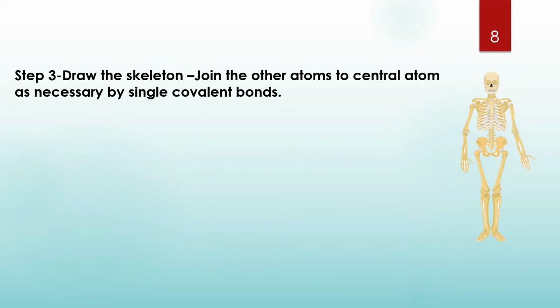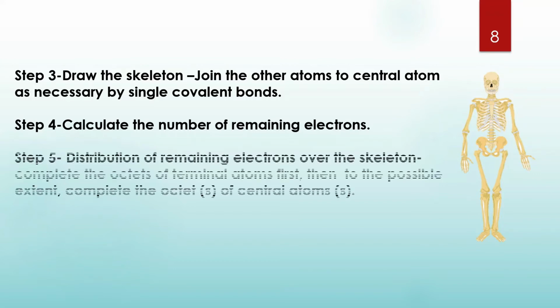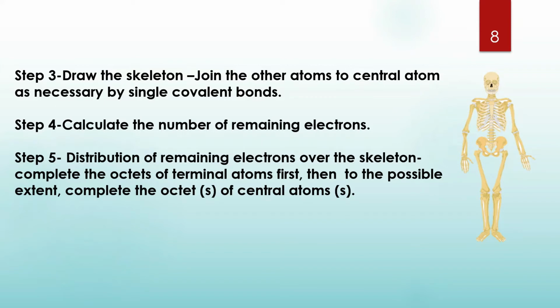Step 3. Join the skeleton. Join the other atoms to the central atom as necessary by single covalent bonds. So this is just like a human skeleton. You just connect all the atoms together by single bonds. Step 4. Calculate the number of remaining electrons. After drawing the bonds, you know how many electrons you have already drawn and you know the total number of electrons. So using that, you can calculate the remaining electrons.